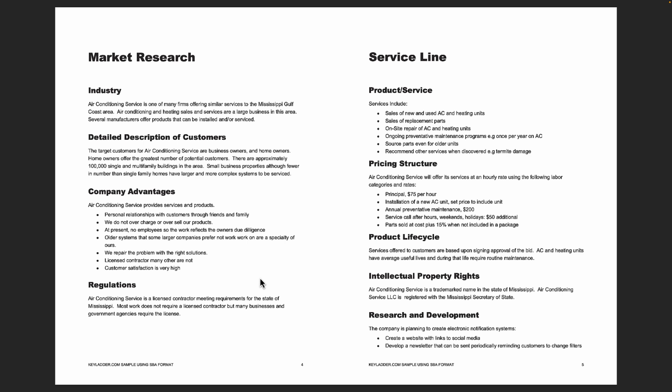Detailed description of the customers. The target customers for the air conditioning service are business owners and homeowners. Now, a business owner could also own apartments, and homeowners could own apartments also. So if you want to add a little more detail in there, you can. In this case, it talks about multifamily buildings, the approximate size of the business.